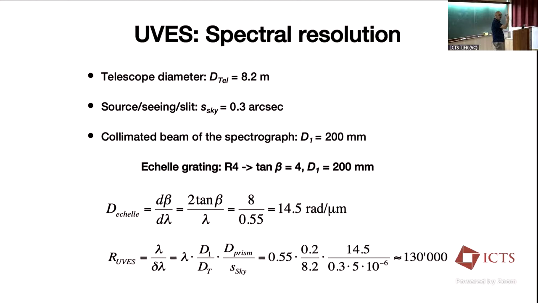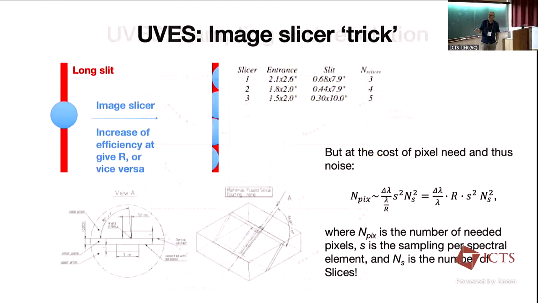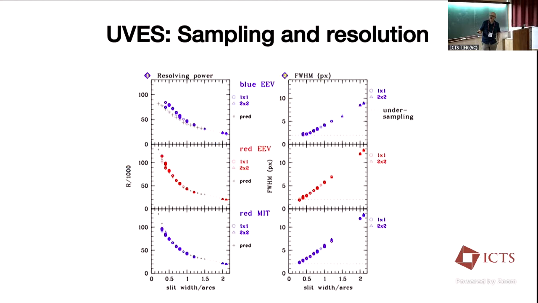If you increase it to 1.2 arc seconds, then you will have all the light in, because the seeing is very good in Chile. It's typically below 1 arc second. So you will have most of the light in. But you will end up with a resolving power of 30,000.